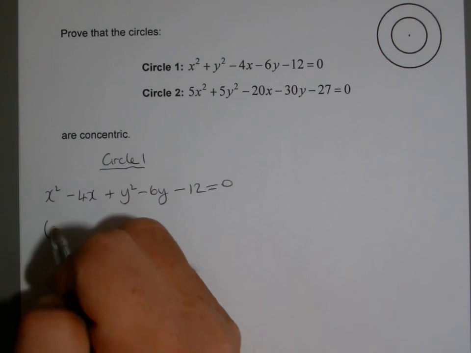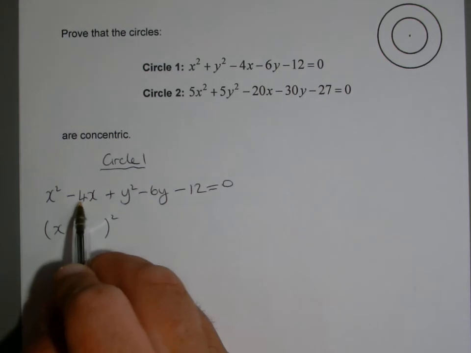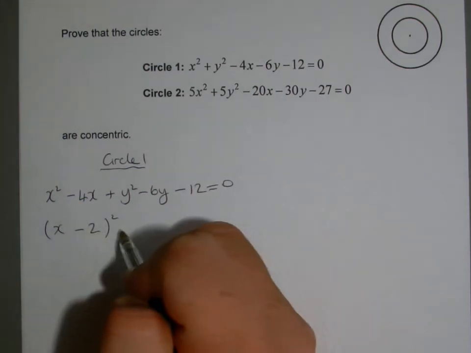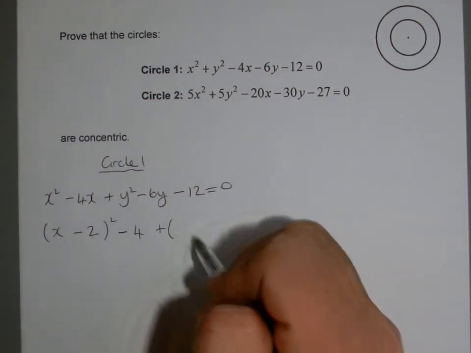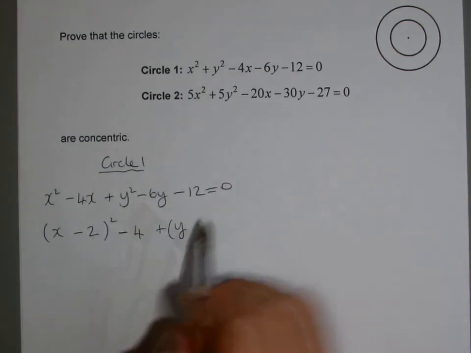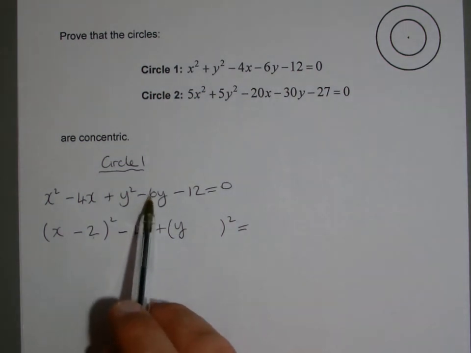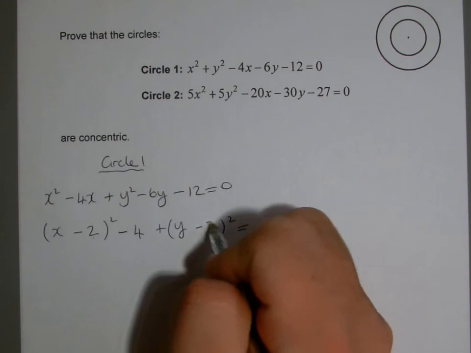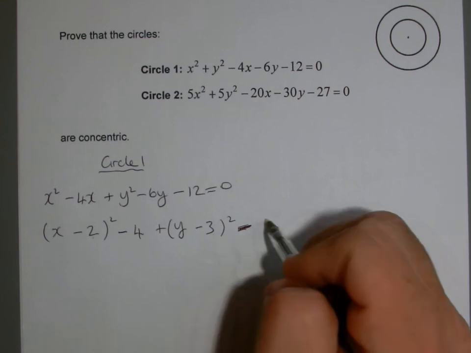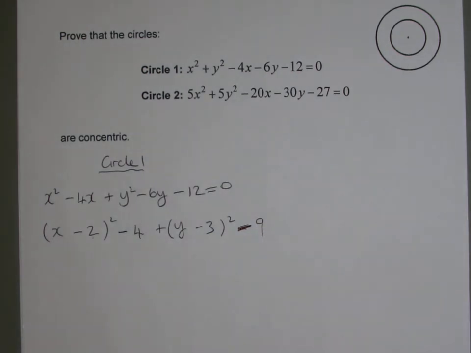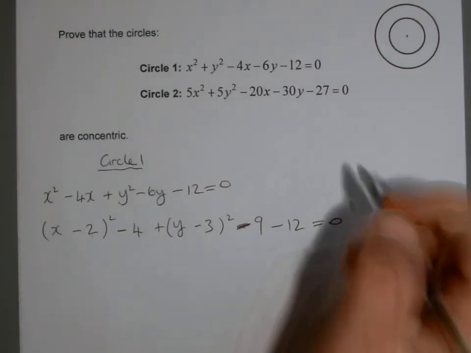When you complete the square, you have a bracket x all squared, and you're going to halve that. So half of -4 is -2. And then always take away the square of this. So if you square 2, you get 4. Do the same for the y's. So y bracket squared, we're going to halve that, so we get -3, and then take away the square of this, which is 9. And then don't forget to minus that 12 at the end, and then it will equal 0.